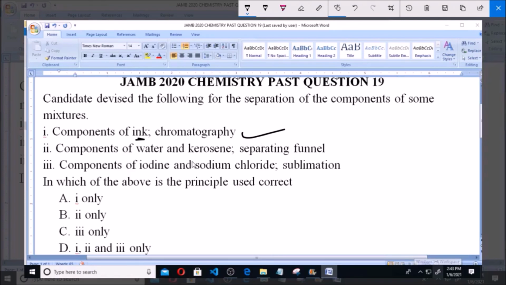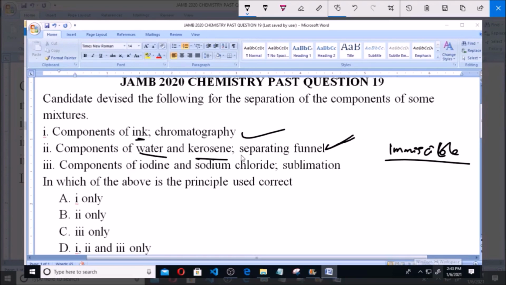Now, for the components of water and kerosene, like we know, water and kerosene are two immiscible liquids. They are immiscible, that is, they cannot mix with each other. Now, separating funnel is an instrument used to separate what? Immiscible fluids. And since kerosene and water are immiscible, separating funnel is very suitable for separating these components.